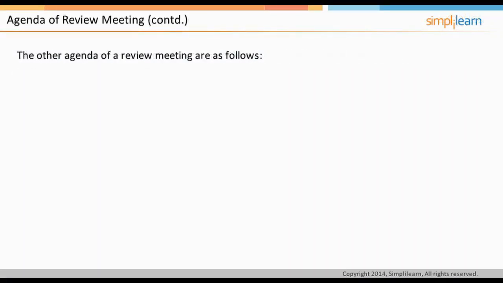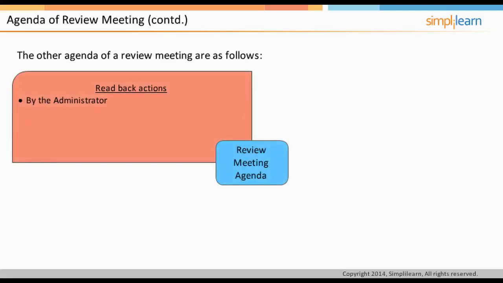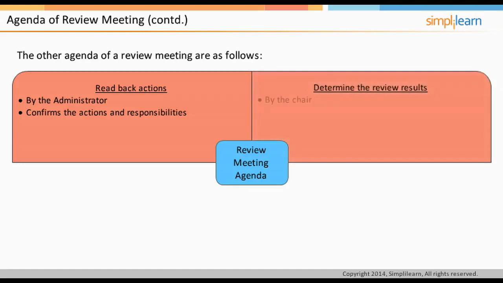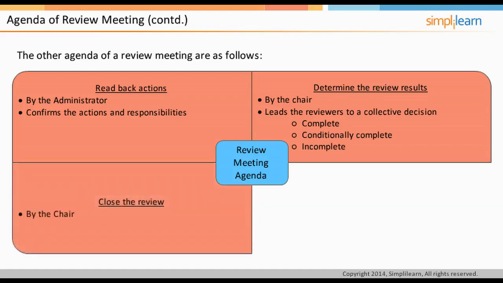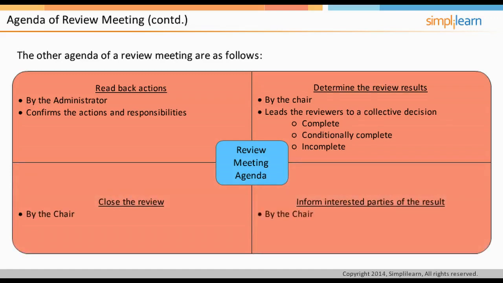The other agenda of a review meeting are as follows. The administrator reads back actions and confirms the actions and responsibilities. The chair determines the review results and leads the reviewers to a collective decision. The product is marked as complete, conditionally complete, that is, the product is fit for purpose, subject to the actions, or incomplete, that is, the product requires another quality review cycle. The chair closes the review and informs interested parties of the result. In the following screen, let us learn about follow-up actions of review.